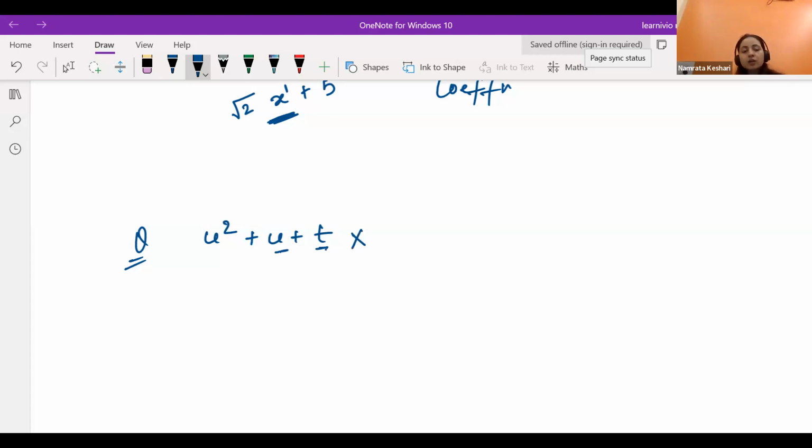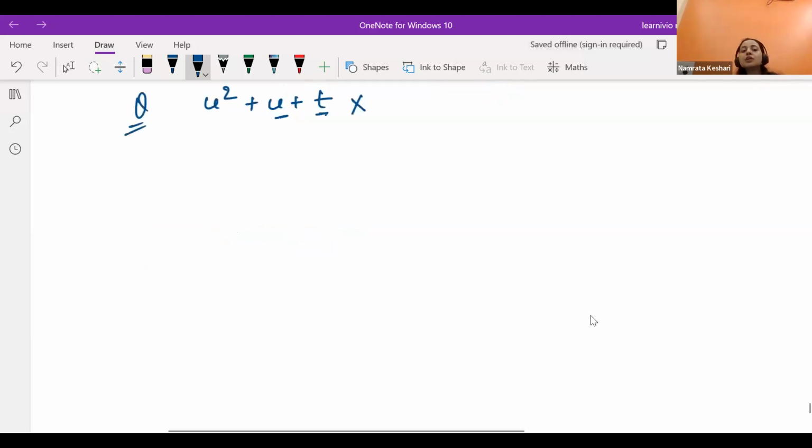In this chapter, and in future also, whenever we talk about a polynomial, basically we'll be talking about a polynomial in one variable. There has to be one variable. So the first criterion: the exponent of the variable has to be a whole number. The second criterion: one variable has to be there.